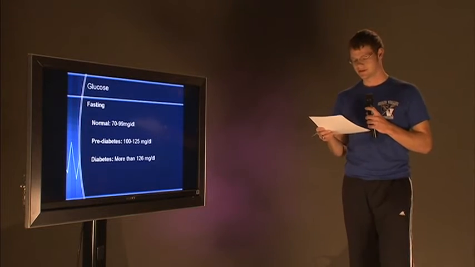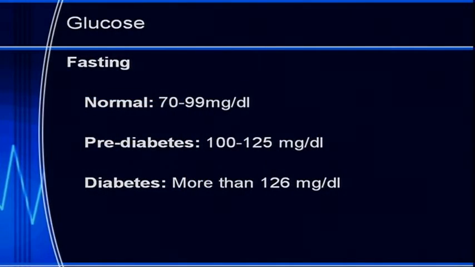Next is glucose. A normal glucose level is about 70 to 99 milligrams, pre-diabetes is 100 to 125 milligrams, and diabetes, which is not good, obviously, is 126 milligrams or more.